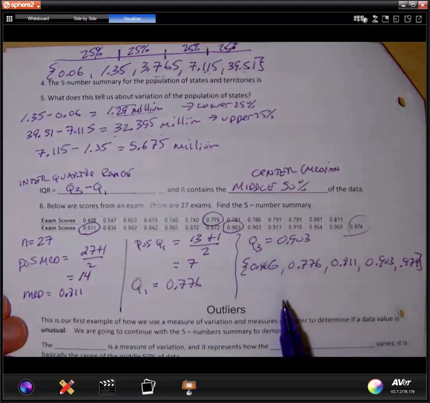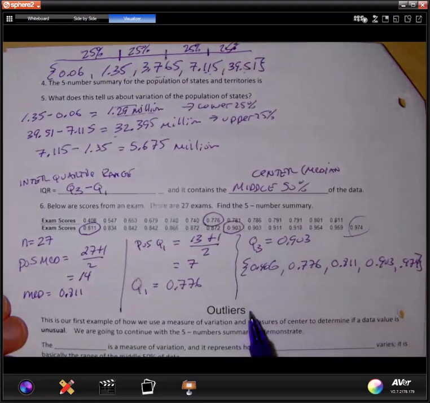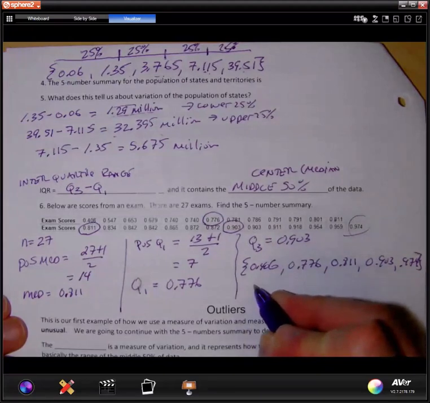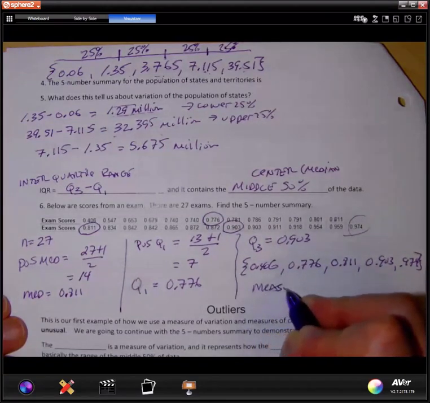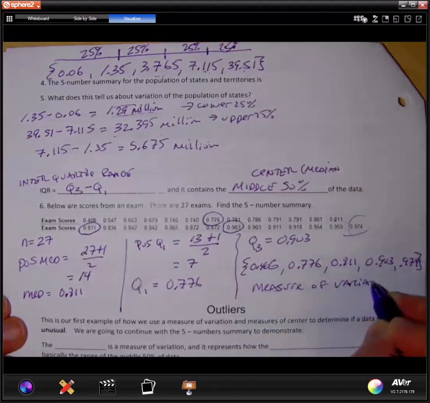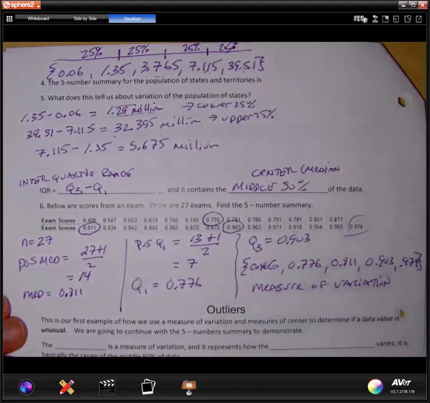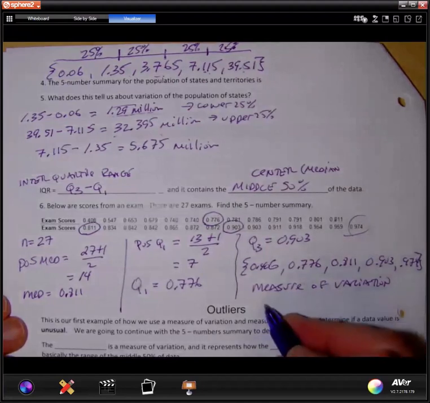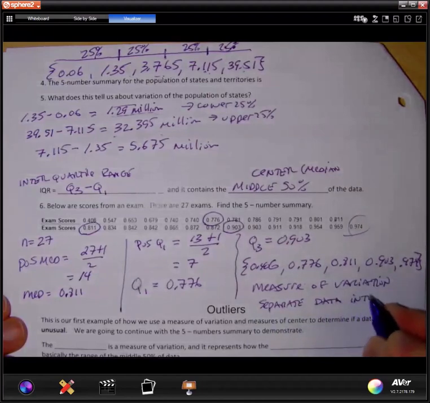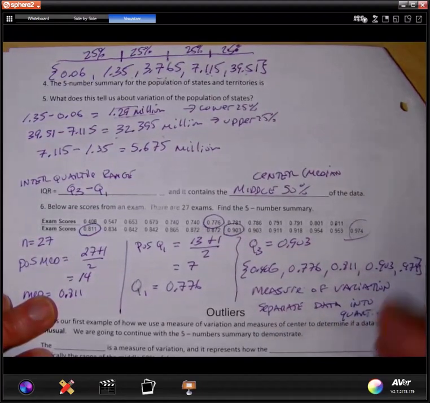And now next, we're going to show you how we use that to determine outliers. So the 5-number summary is just a measure of variation by taking the range concept and making it into smaller chunks, for lack of a better word. We're separating the data into quarters.